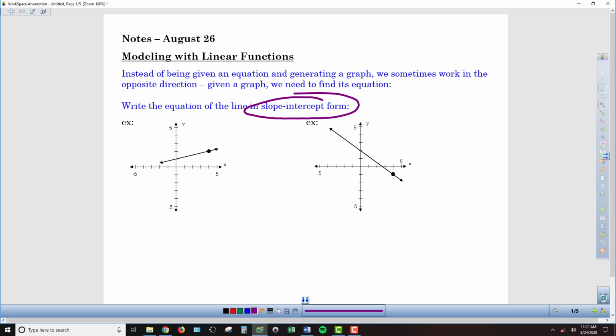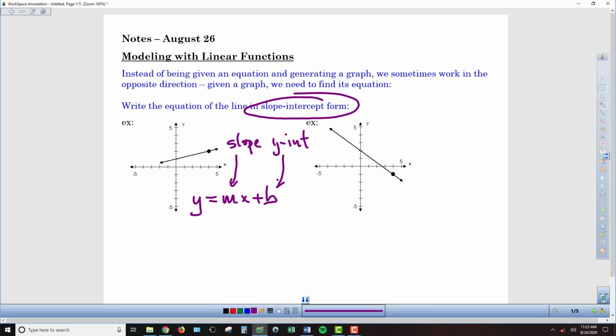We could eventually convert it to standard form if we wanted to. We could write it in point-slope form from the very beginning if we wanted to. We're going to stick with slope-intercept form to keep life easy. So in the slope-intercept form, y equals mx plus b, the two things that we need to know are the slope of the line and the y-intercept. If we know those two things, we just slot those into m and b in our equation, and we've got it for that particular line.